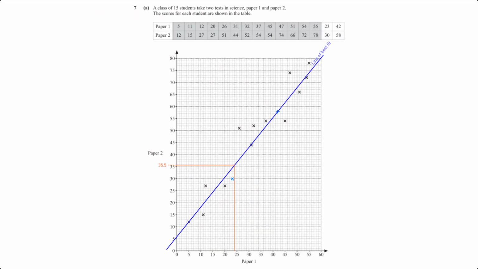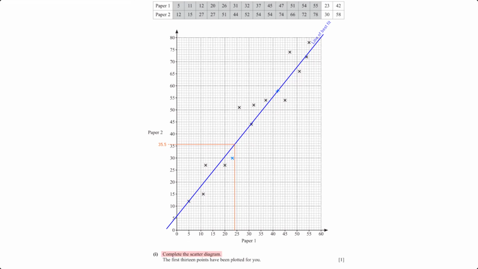A class of 15 students take 2 tests in science, paper 1 and paper 2. The scores for each student are shown in the table. Complete the scatter diagram. The first 13 points have been plotted for you. On the grid, we plot the remaining 2 points, (23, 30) and (42, 58).